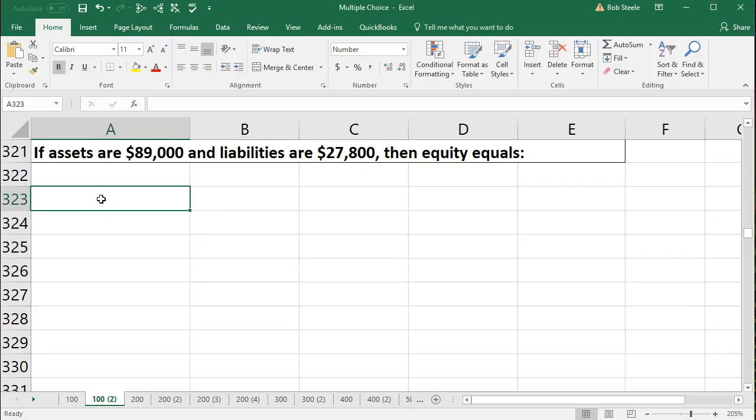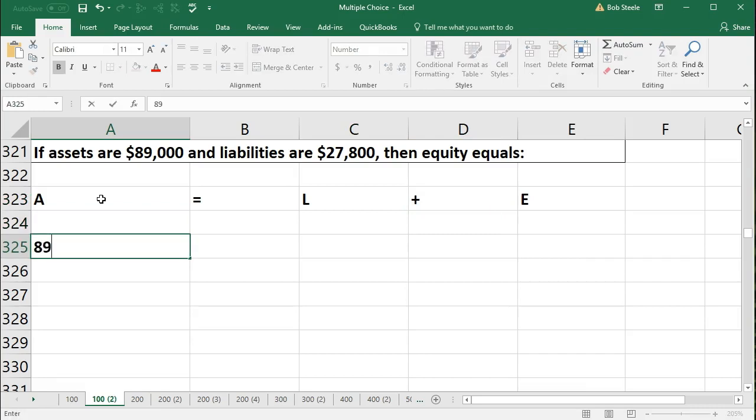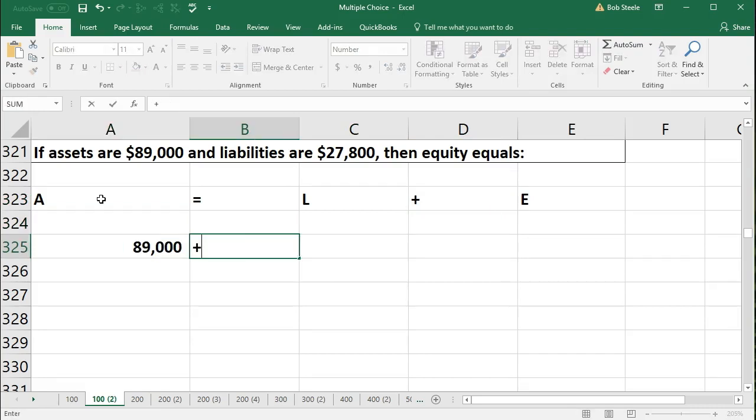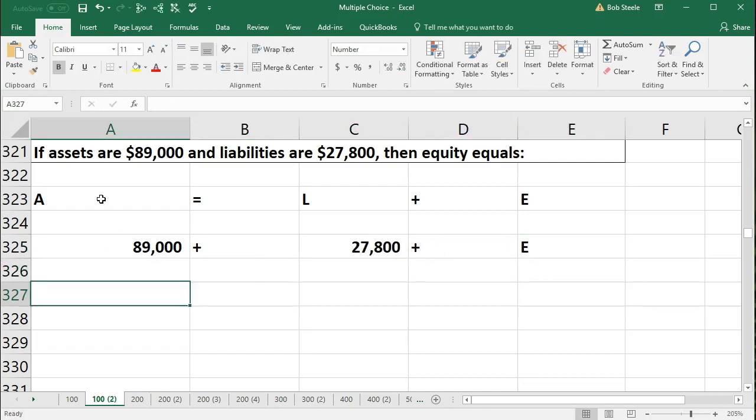Next one, we're going to say if assets are $89,000 and liabilities are $27,800, then equity equals what? Once again, we'll just write down the accounting equation. Assets are going to be equal to liabilities plus equity. We're going to plug in then the numbers of 89,000, which will be equaling the liabilities of 27,800 plus the equity. We're solving for equity.